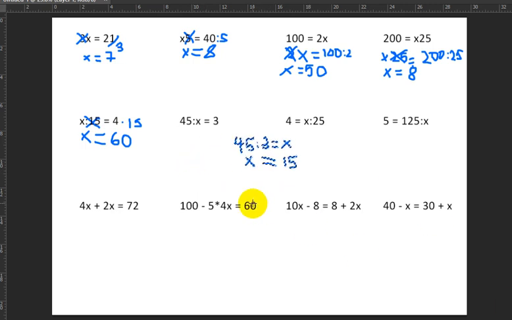So with a little more detail, what I just did was I multiply both sides by x. So this divided by x and this times x get crossed out. So this becomes 45 equals 3x. And then I divide both sides by 3.